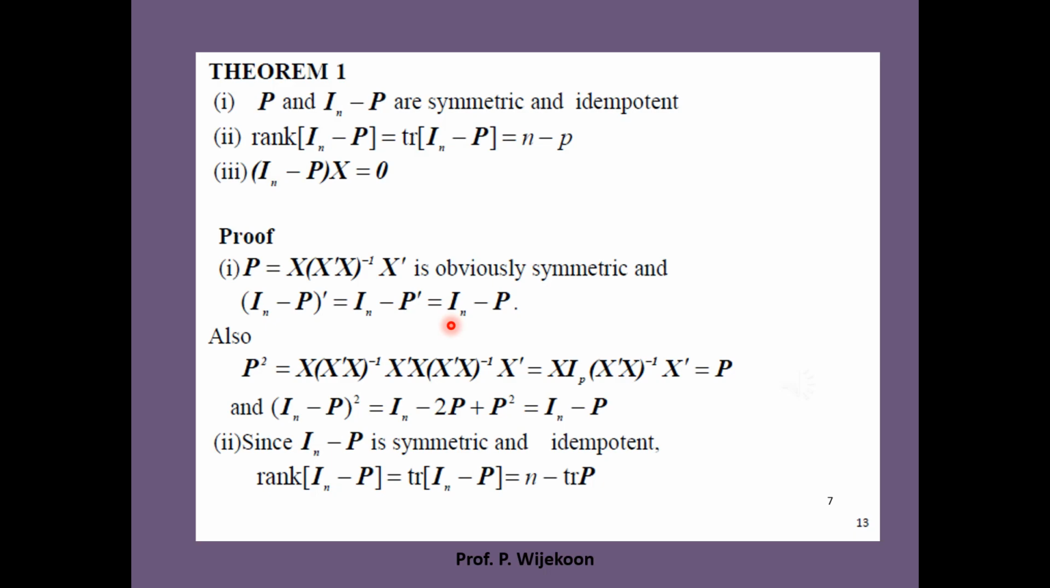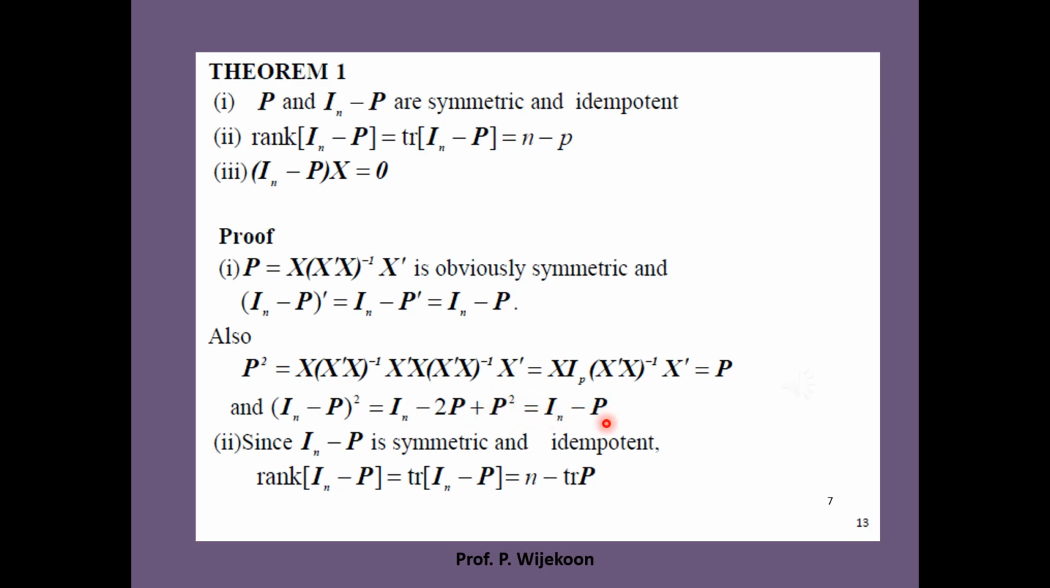Now, to show that they are idempotent, simplify P squared and I minus P squared. In P squared, we can note that (X'X) inverse cancels out with X'X. Then P squared is equal to P, and hence P is idempotent. By using P as an idempotent matrix, we can easily show that (I minus P) squared is also idempotent.